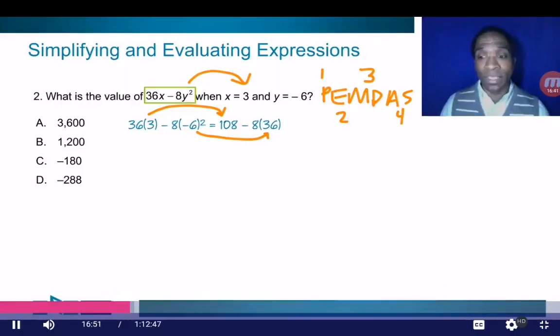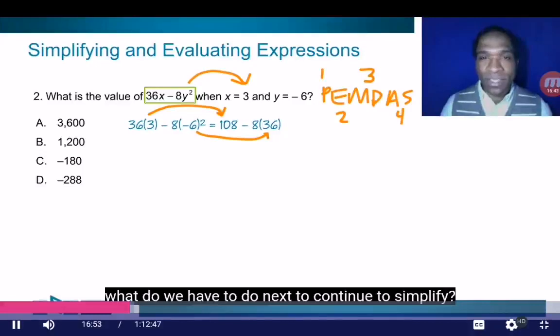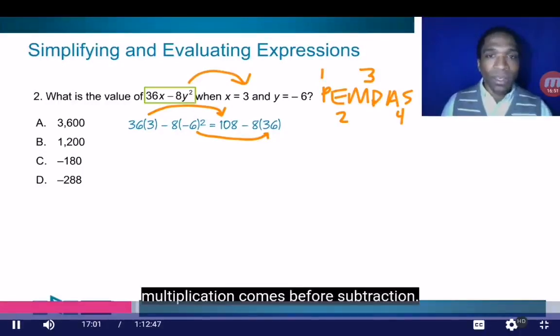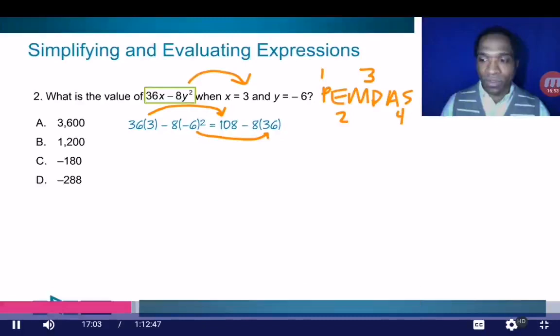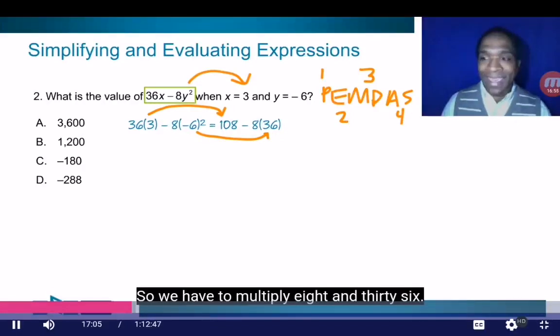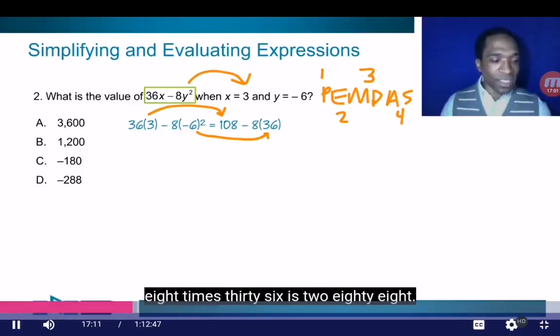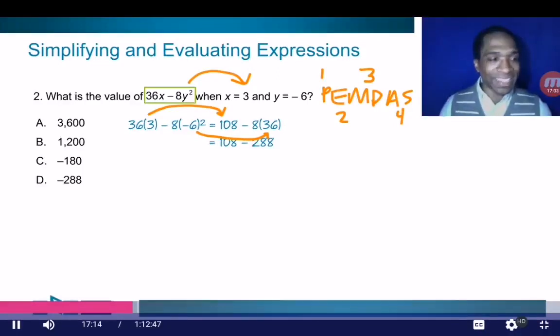Now at this point, what do we have to do next to continue to simplify? Well, next in the order of operations, multiplication comes before subtraction. So we have to multiply 8 and 36. And what's the outcome of that? Well, 8 times 36 is 288.